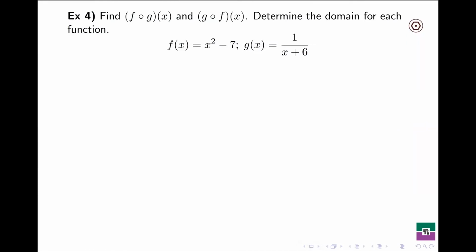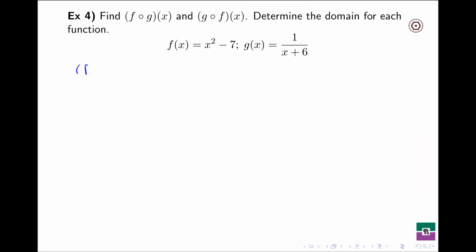All right, it's right here. So it says, given the function f of x, which is x squared minus 7, and the function g of x, which is 1 over x plus 6, let's find f composed with g of x, and then also we're going to find g composed with f. So let's see if we can do this as simply as possible.